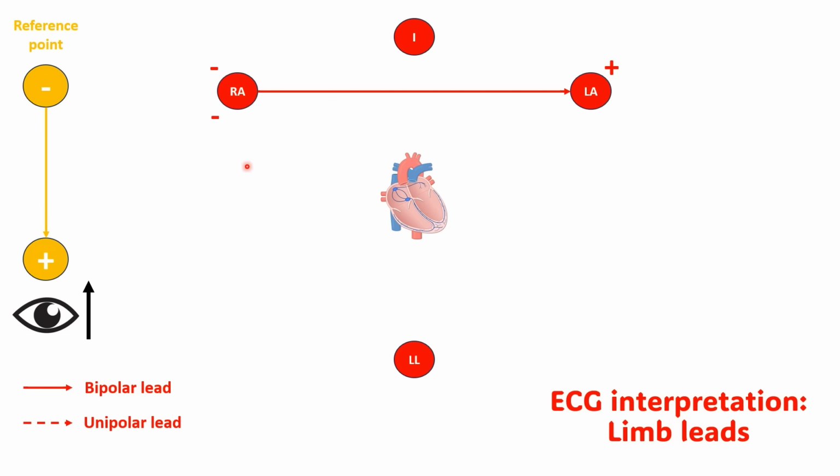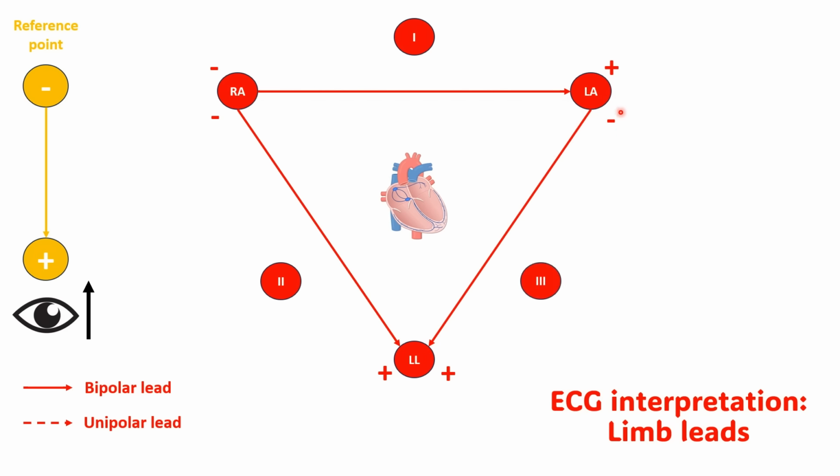Again, we have our negative pole and our positive pole. Lead 2 is going to measure the voltage between the electrode on the right arm and the left leg. Again, negative pole, positive pole. And lead 3 is going to measure the voltage between the left arm and the left leg.